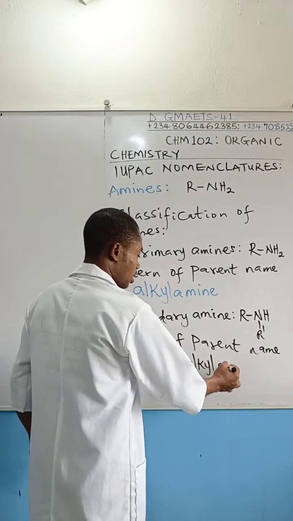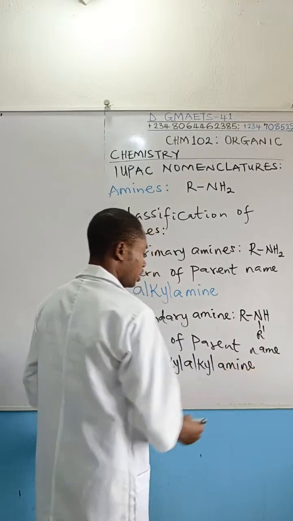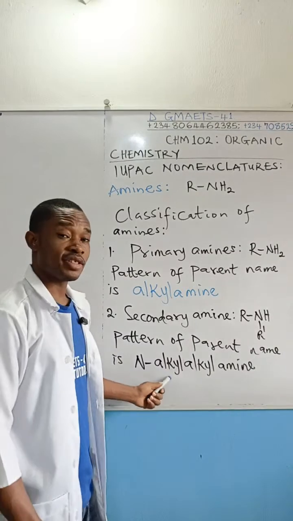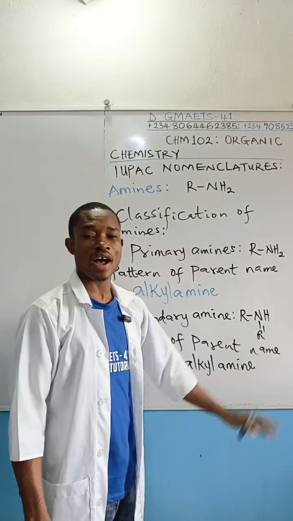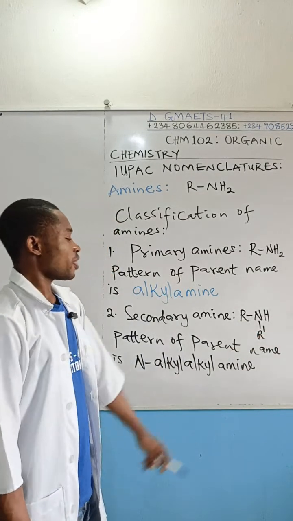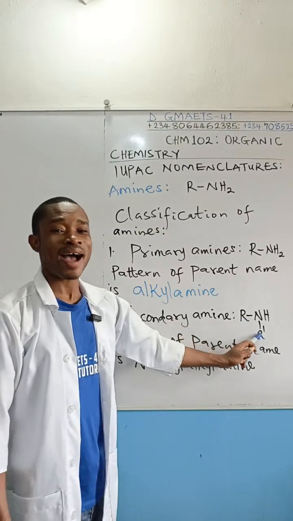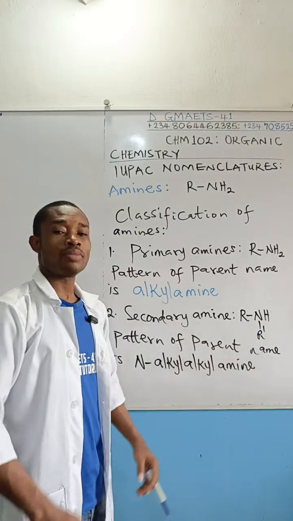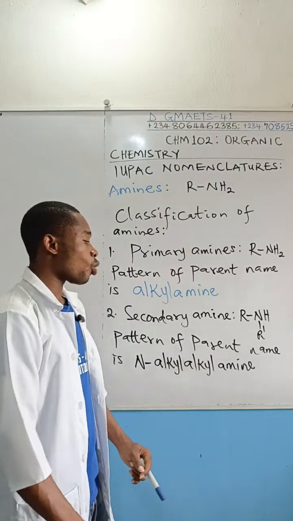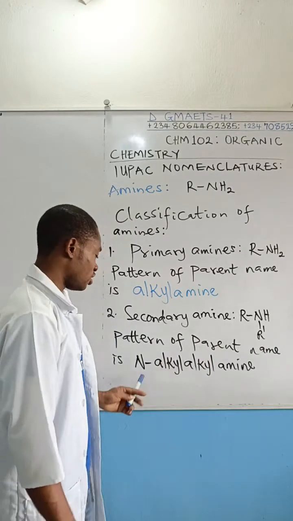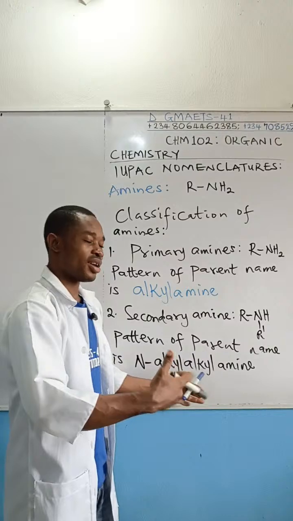N-alkylamine. Alkylamine, because you need to indicate the name of the alkyls you have there, right? If R and R prime are the same, it will become di. You wouldn't go on to say N-alkylamine.